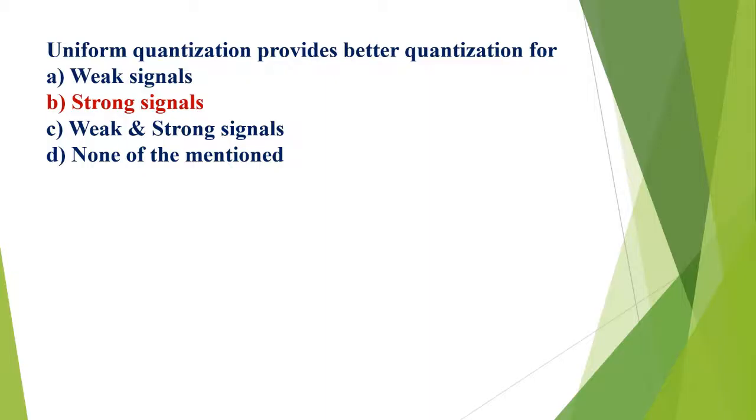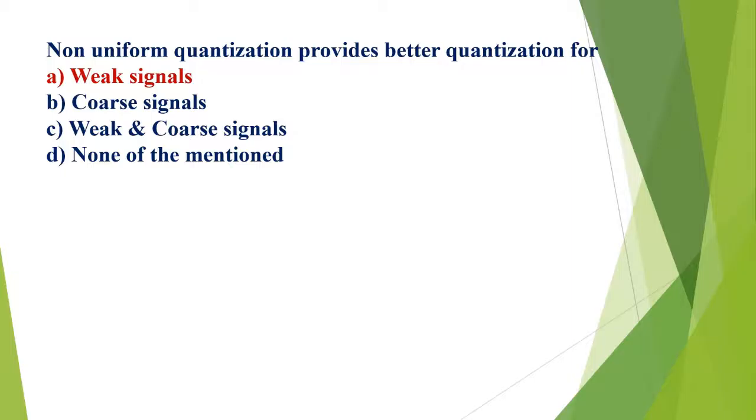Uniform quantization provides better quantization for A. Weak signal, B. Strong signal, C. Weak and strong signal, D. None of the mentioned. And the correct option is B. Non-uniform quantization provides better quantization for A. Weak signal, B. Coarse signal, C. Weak and coarse signals, D. None of the mentioned. And the correct option is A.